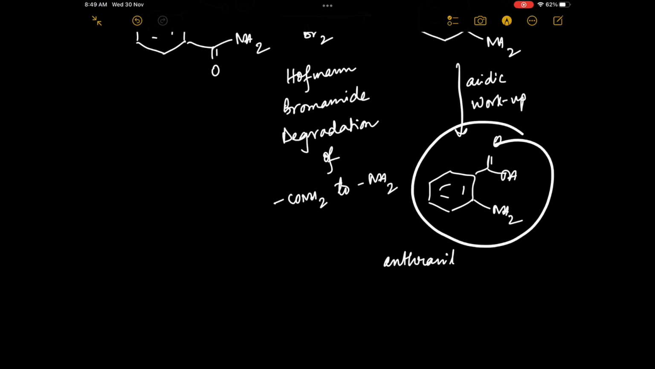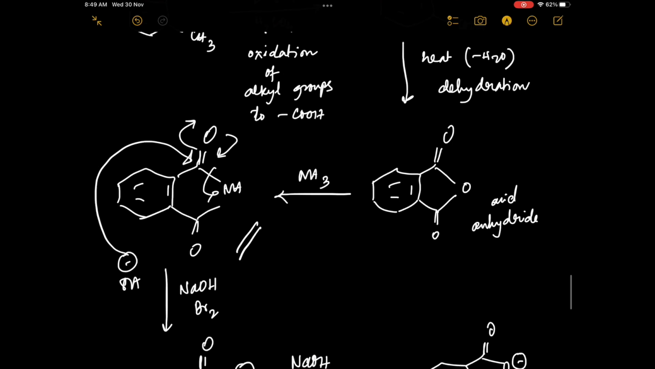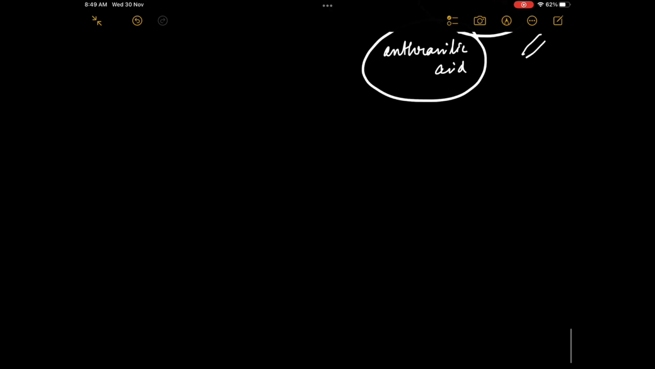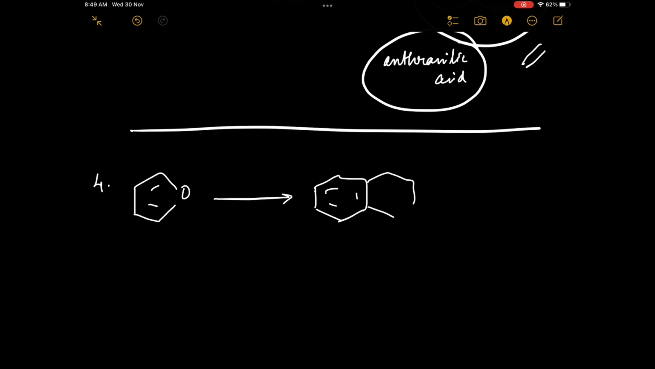So this was a very interesting reaction, and as you can see, this phthalimide to anthranilic acid is also a separate reaction, as I was saying. So this is a very important and significant question. Practice it well. Okay, so going to the fourth question, we have to convert furan to alpha naphthol.